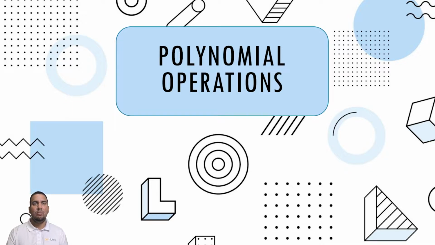Hi, in this lesson we're going to be working with polynomial operations. Before we begin, we first have to remember a few rules that we did in the past. The first rule is: what happens when you multiply two bases with exponents? What do you do to the exponents? You're supposed to add them. What happens when you divide them? You're supposed to subtract them.